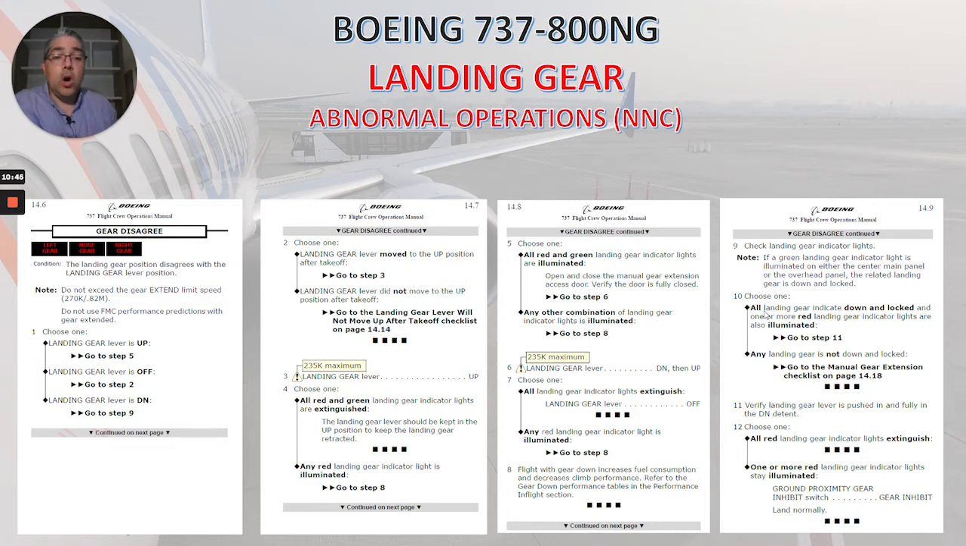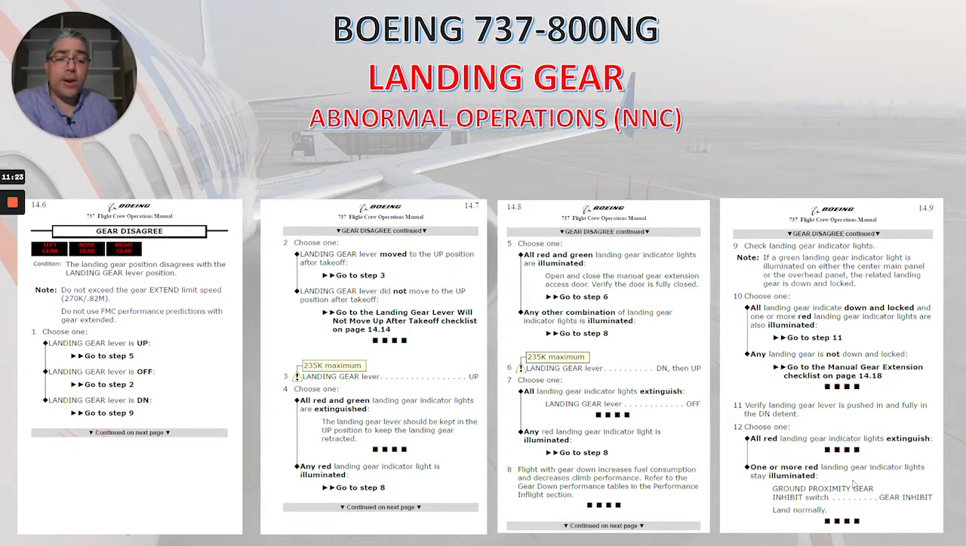Choose one. All landing gear indicate down and locked, and one or more red landing gear indicator lights are also illuminated. Go to step 11. It says verify landing gear lever is pushed in and fully in the down detent. Choose one. Step 12. All red landing gear indicator lights extinguished. That's the end of the checklist.